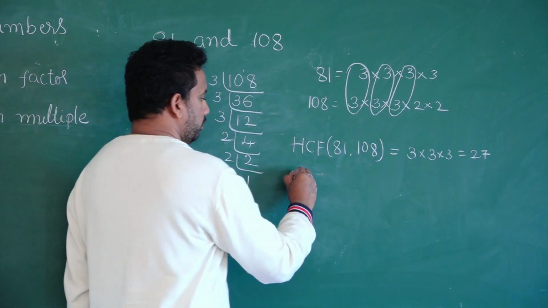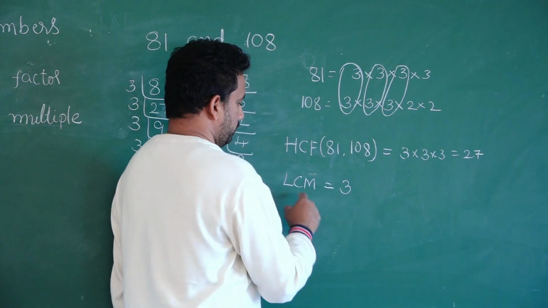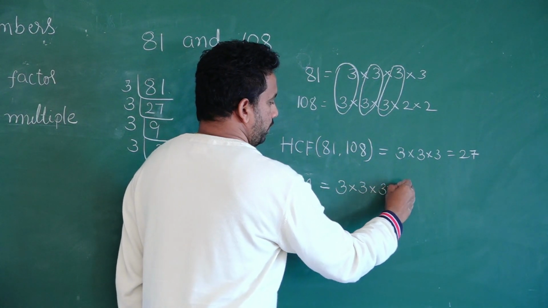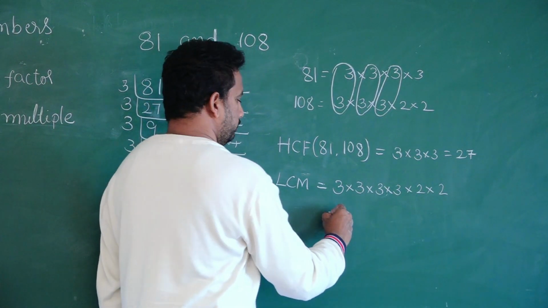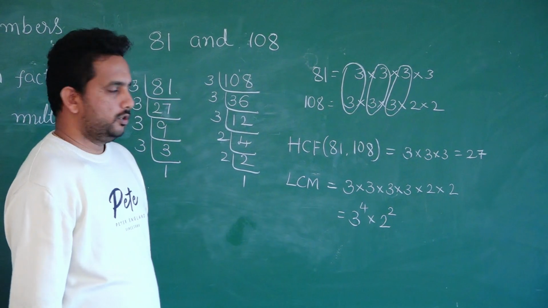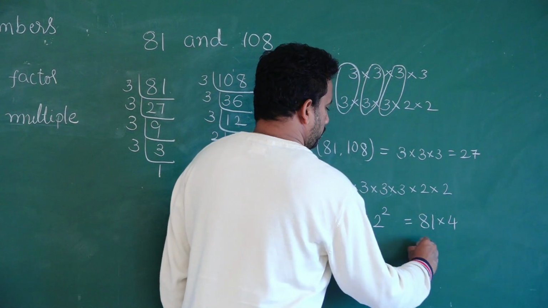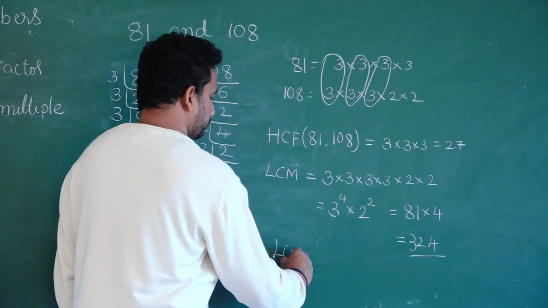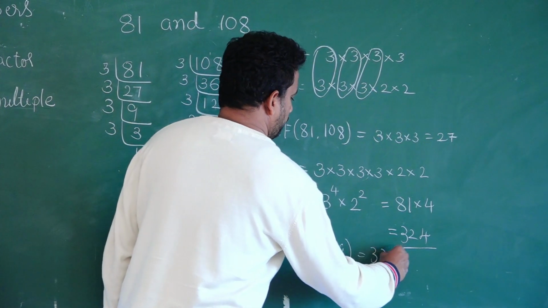Like that we need to find the LCM. For the LCM, you have to take the highest powers: as many times as 3 appears, and the same for 2. So here it is 3 to the power of 4 into 2 to the power of 2. That means 81 into 4, so we get 324. So the LCM of 81 and 108 is equal to 324.